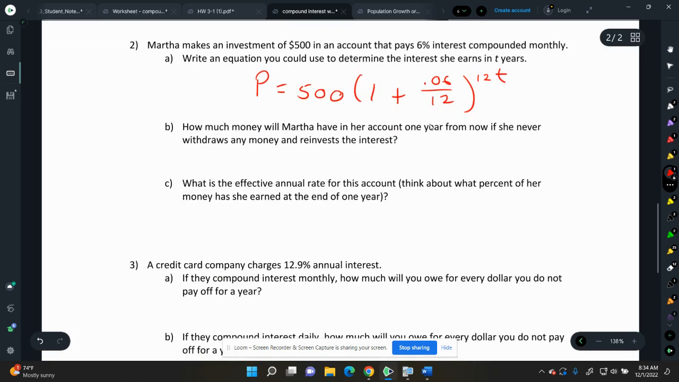Okay, part B. How much money will Martha have in her account 1 year from now if she never withdraws any money and reinvests her interest? So I heard you discussing this. If she's reinvesting the interest, that is compounding. So we're just using this compound interest formula that we wrote just above. So we'd have $530.84.